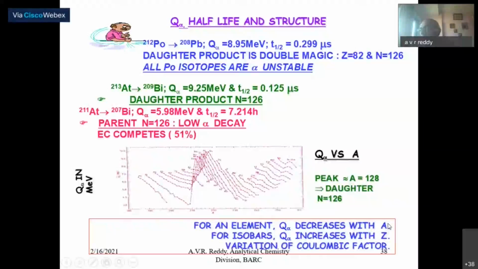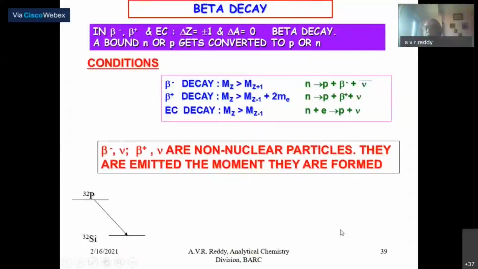These are values from the measured values. It is not predicted, measured values. So from this we can understand the role of the nuclear structure, essentially magic numbers and theory, and the role of the Coulomb factor. All these three things can be understood from this plot. Okay. We will leave alpha decay here and move to beta decay.